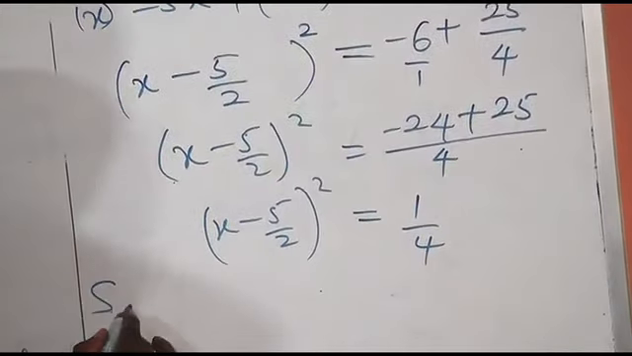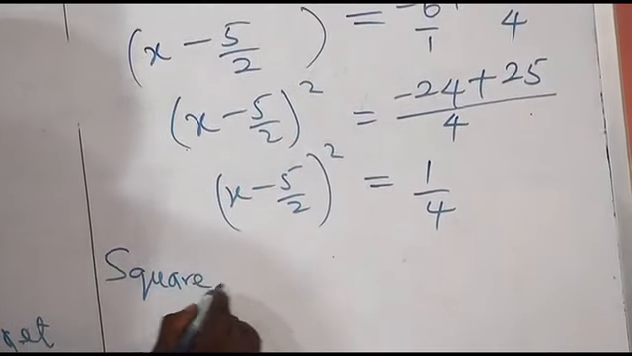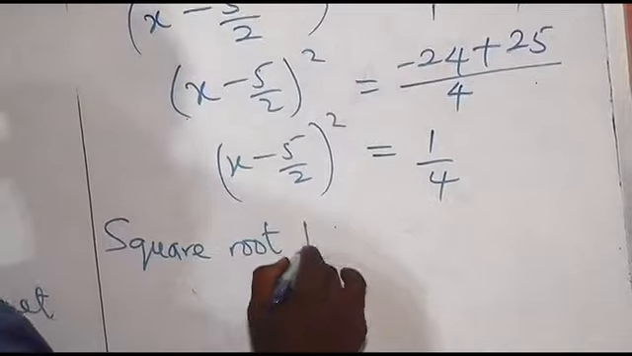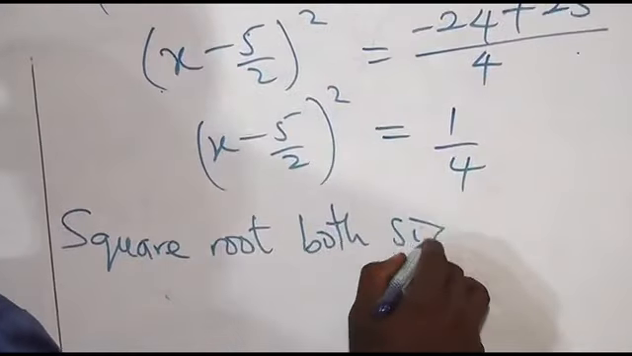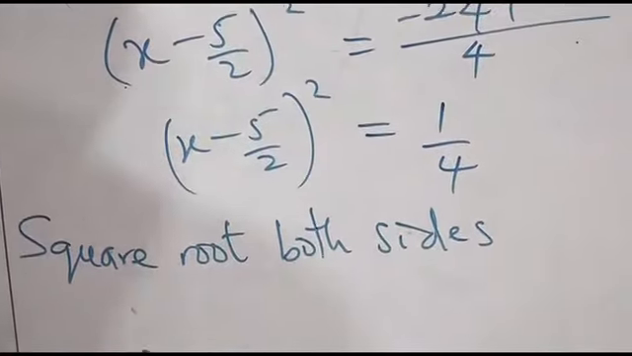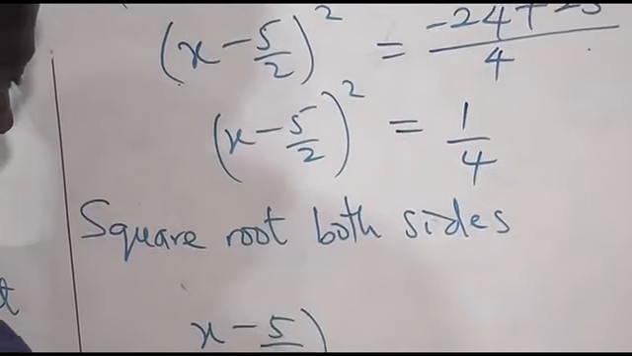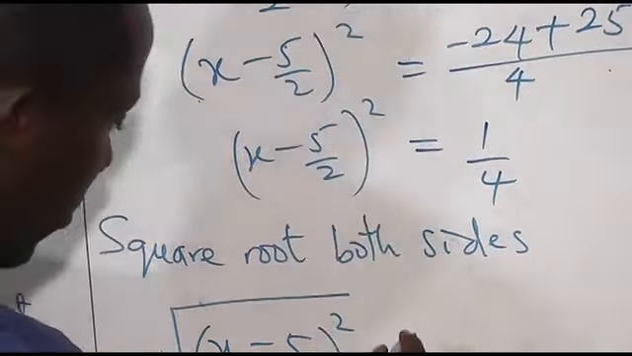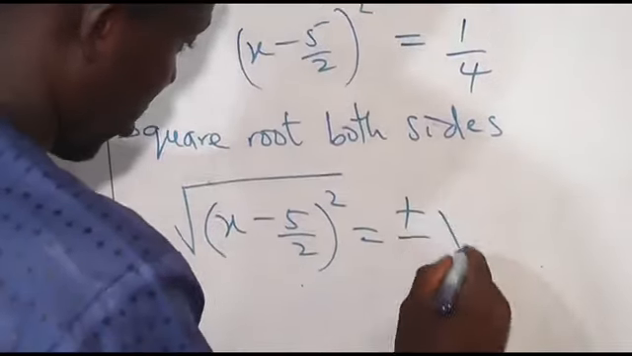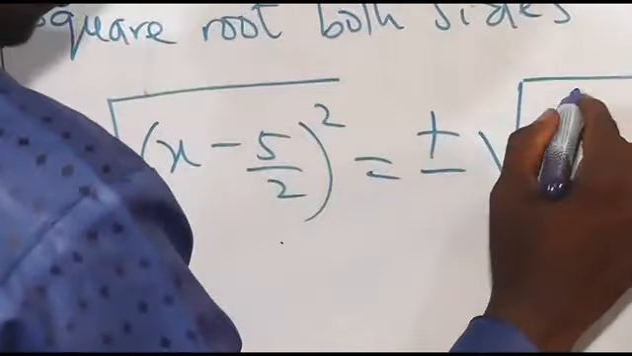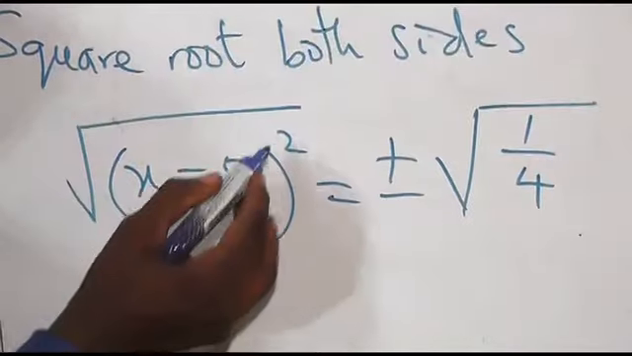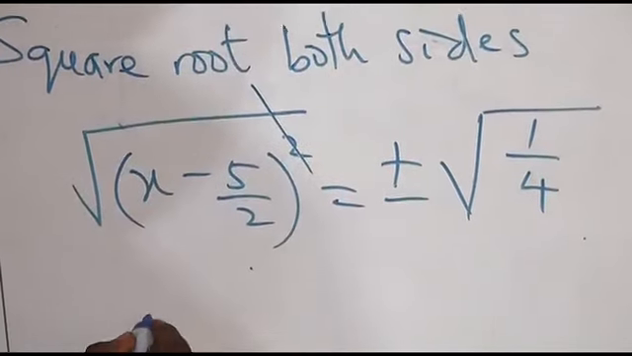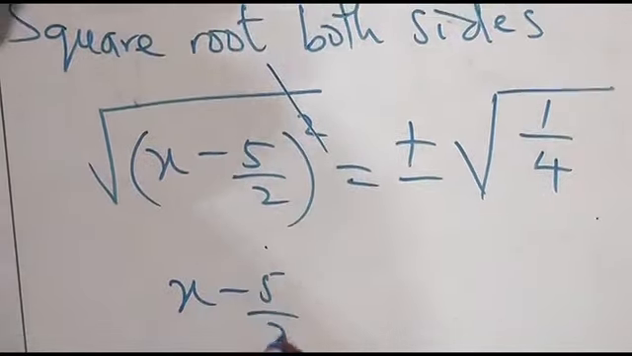Now the next thing is to square root both sides. So you have x minus 5 over 2 all squared. Remember to add plus or minus. Then you have this. Then this square will cancel the square root. You are left with x minus 5 over 2.